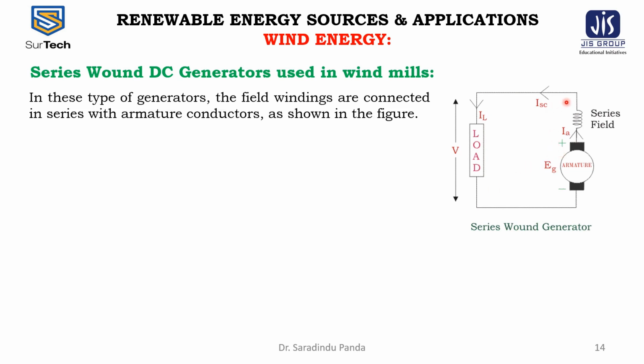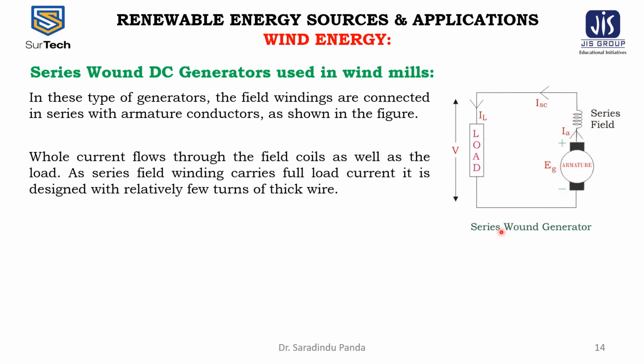This is the simple circuit of the series wound generator. This is the motor. This is the armature. These are the two brushes. This is the series field and this is the load. In this type of generator, the field windings are connected in series with the armature conductors, as shown in the figure. The whole current flows through the series field coils as well as the load.